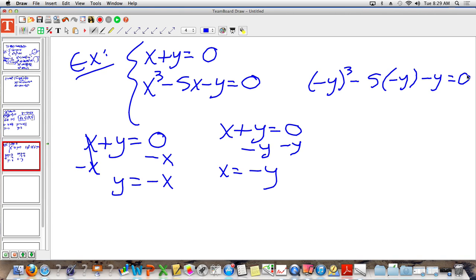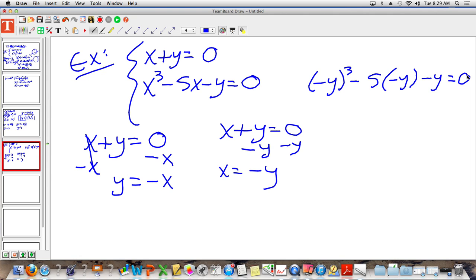My thought was if we solve for y, I only have to substitute this y into the second equation one time. Here we had to substitute twice. Totally doable. In fact, we can keep going with this if you guys want to. So plus 5y minus y, plus 4y. Negative y cubed, what is that?